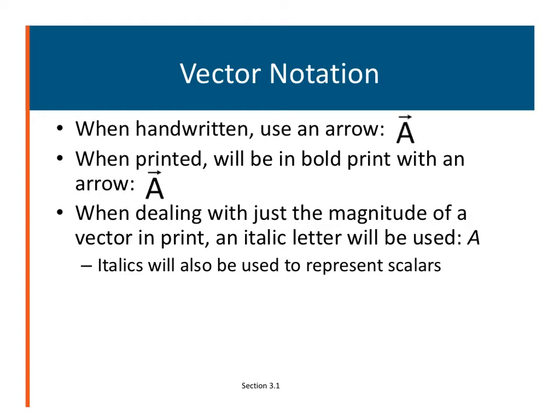When I handwrite, and you can do the same, mine will have an arrow, but it's only going to have one little piece of the tip. I'm not going to take the time to draw both pieces, so you can draw that type of arrow if you would like. Either way, it doesn't matter. And when we're dealing with just the magnitude of a vector, that will typically be in italics. This as well will be used to describe or represent scalar quantities.